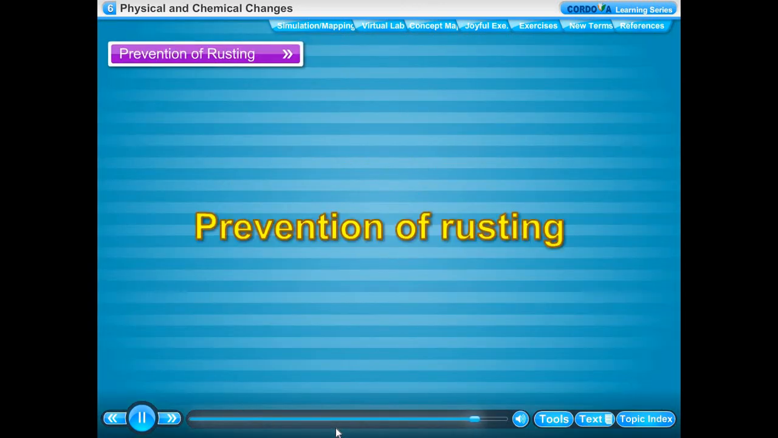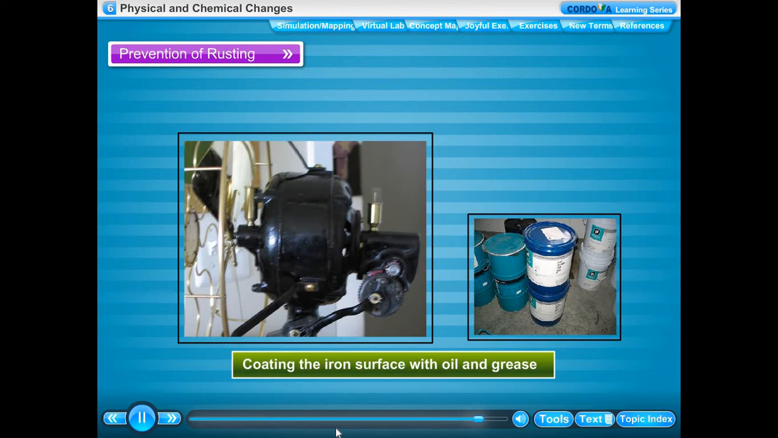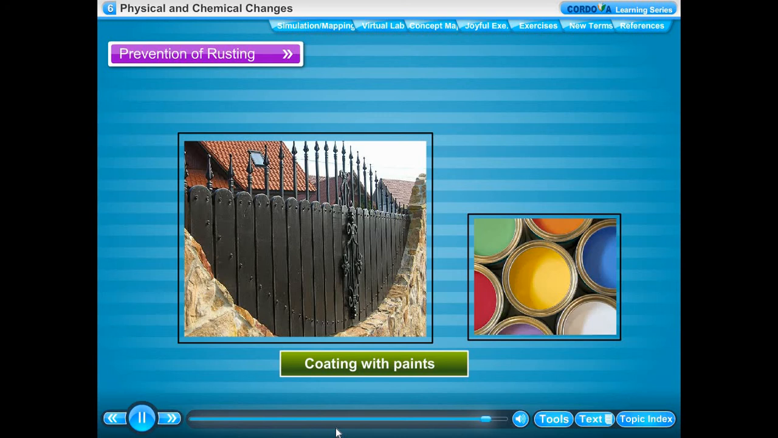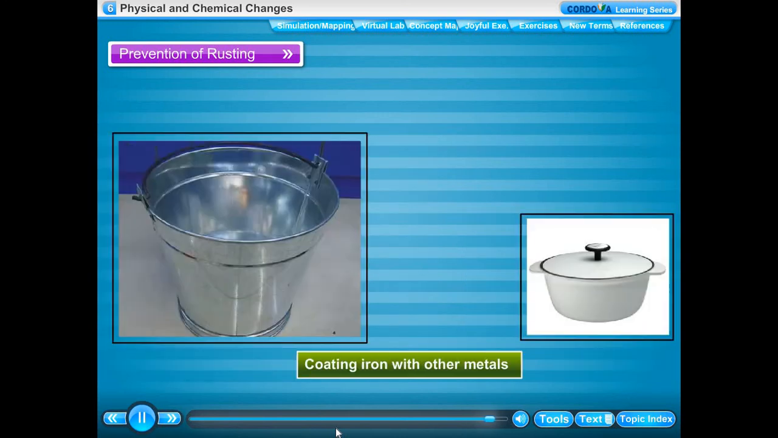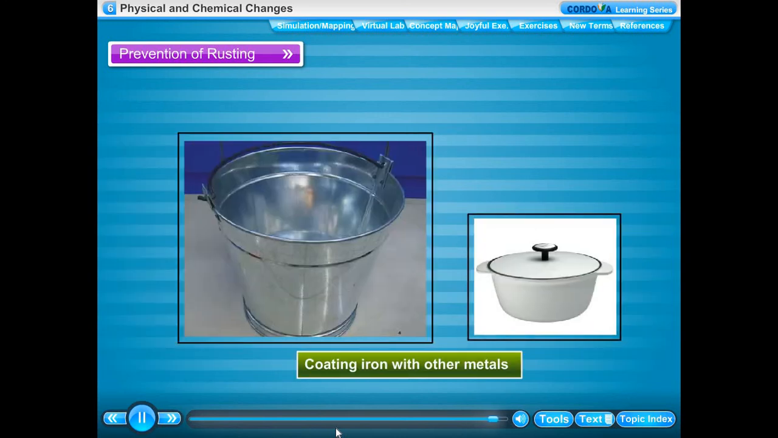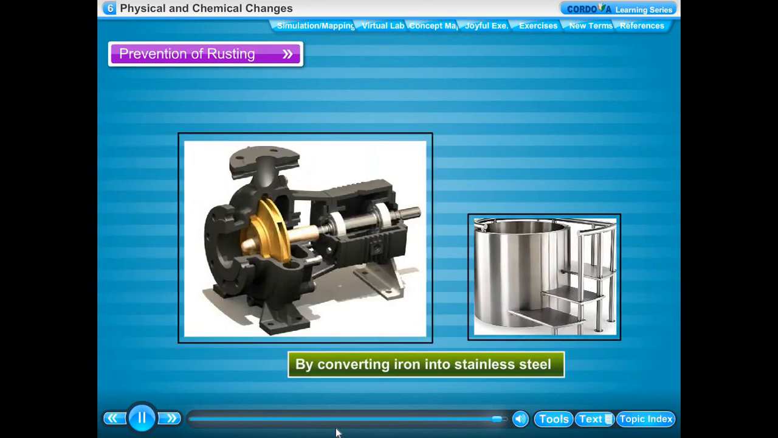Prevention of rusting. Coating the iron surface with oil and grease. Coating with paints. Coating iron with other metals. By converting iron into stainless steel.